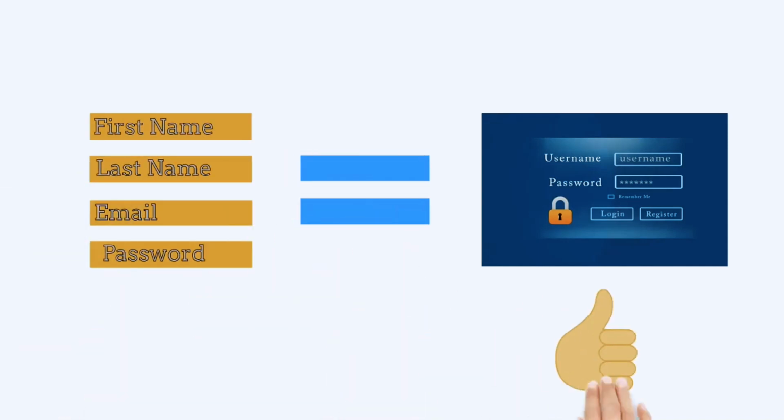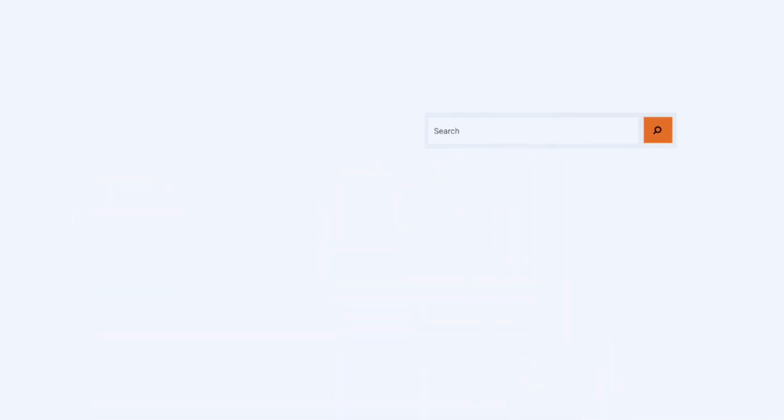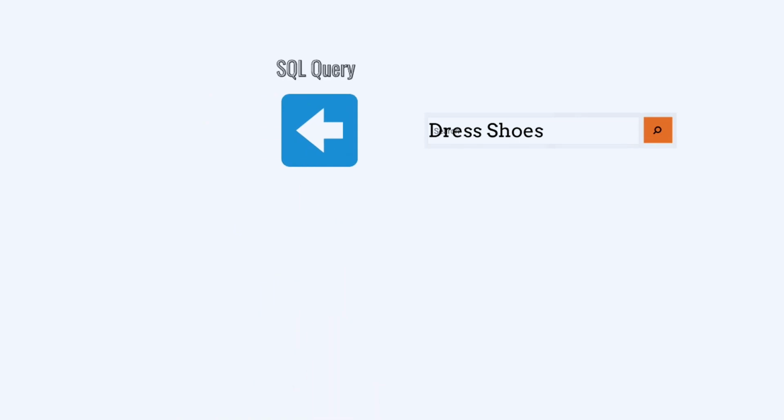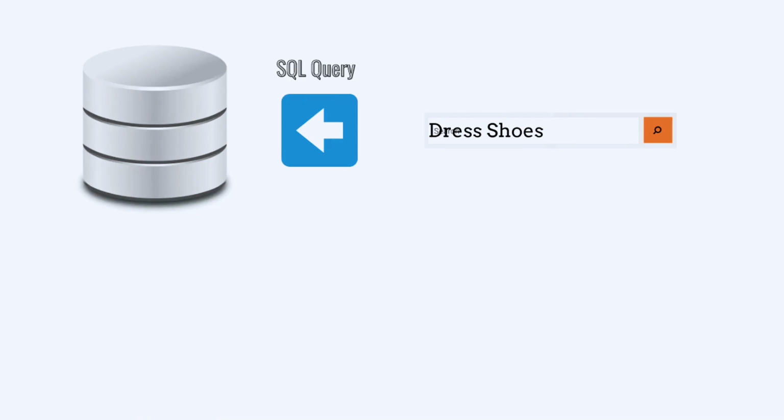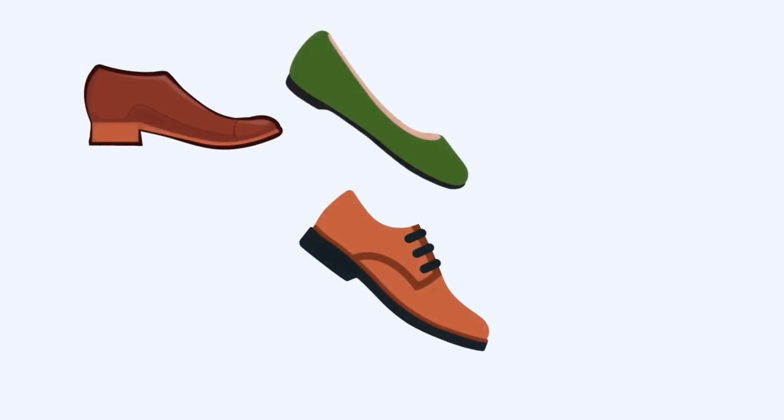Suppose, for example, the visitor performs a search for dress shoes in the search bar of the e-commerce site. In that case, that search is forwarded to the database in the form of a SQL query, which will search through the database for all entries that match the item dress shoes. And the e-commerce site will then display all of the items in the database found to be a match.